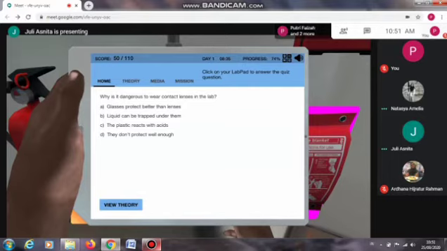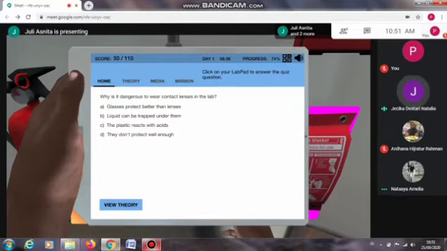Nih, kenapa berbahaya untuk pakai kontak lensa di laboratorium? Karena bisa terperangkap di dalam si kontak lensanya itu, iya nggak? Oh, berarti option B. Iya, berarti B. Liquid can be trapped under them. Ini udah direkam.